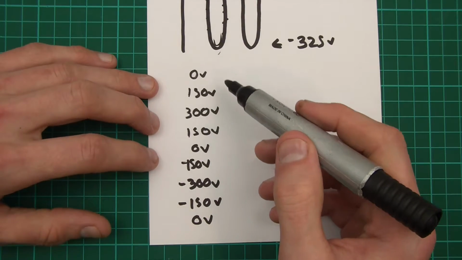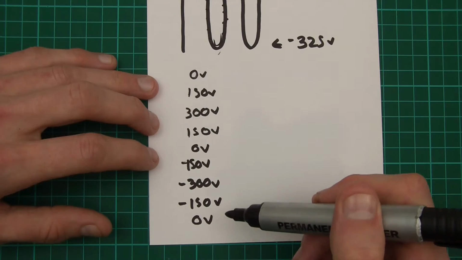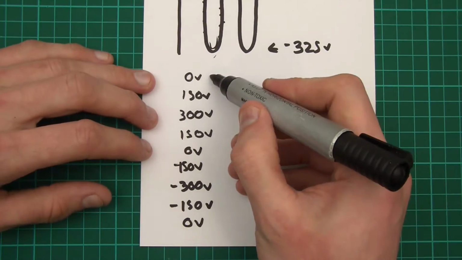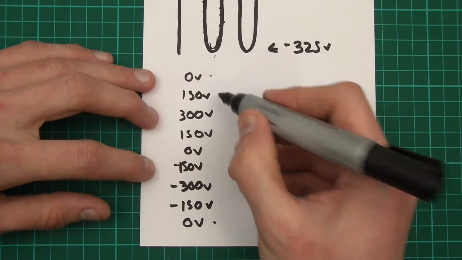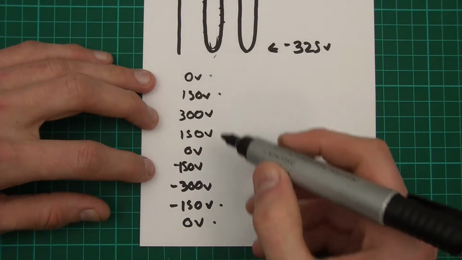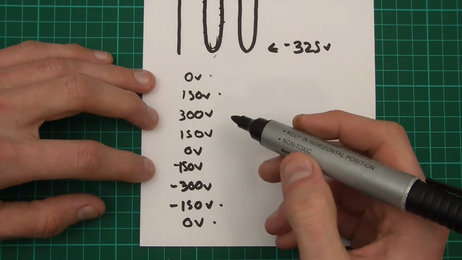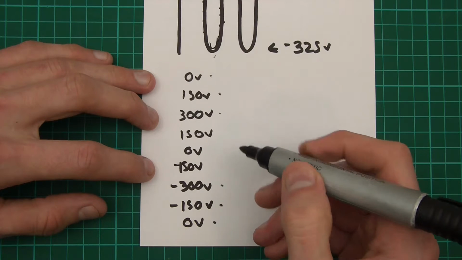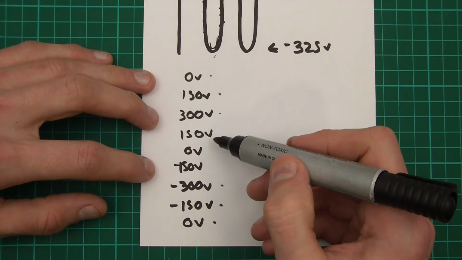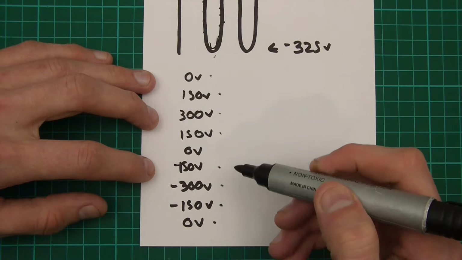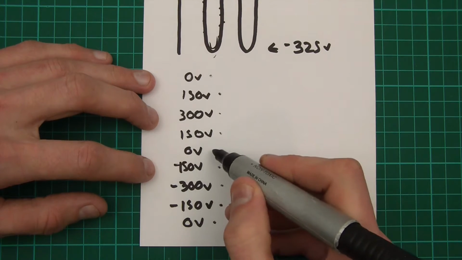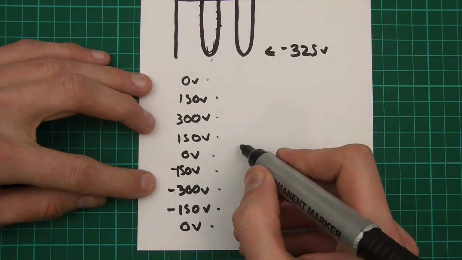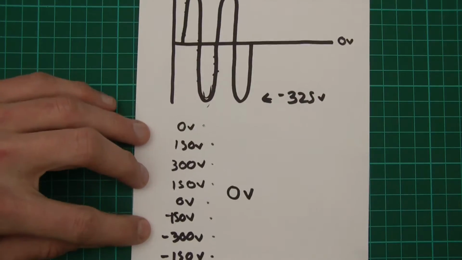Now, if you actually add these together and find the mean, you'd probably be quite surprised. So if we do it, we've got 0 volts and 0 volts. We've got 150 volts and minus 150. So straight away that cancels out as 0 volts. Then we've got 300 and a minus 300, so the average is still 0, because you add them all together, it's 0. Then we've got 150 and minus 150, which is still 0, and then we can add a 0. So the average voltage of an AC wave, or the mean of an AC wave, is 0 volts.